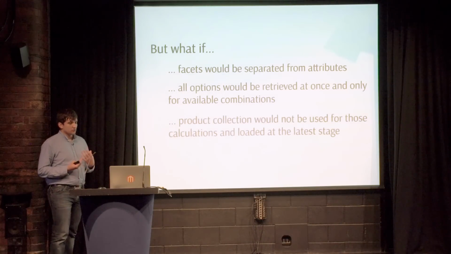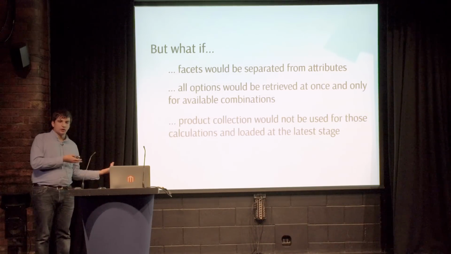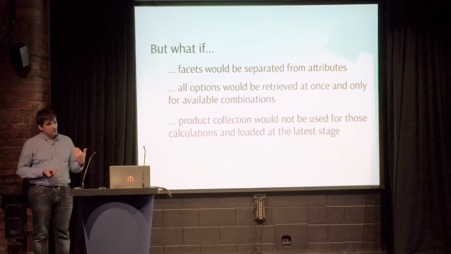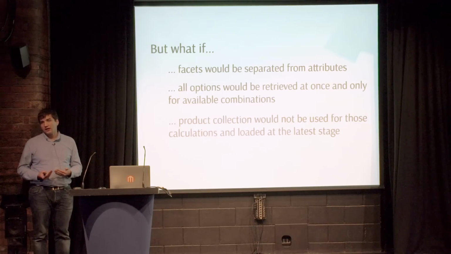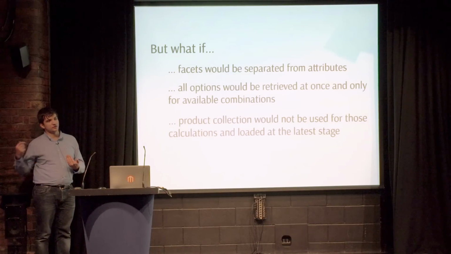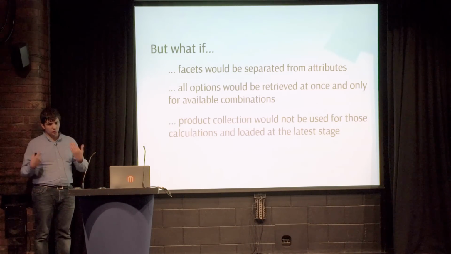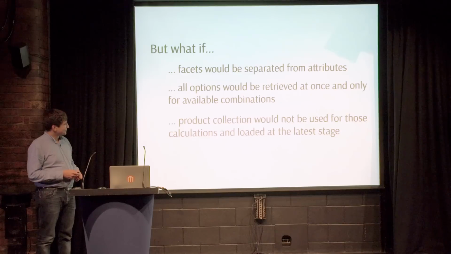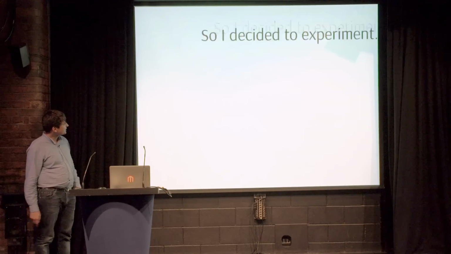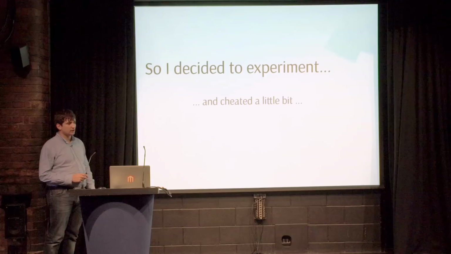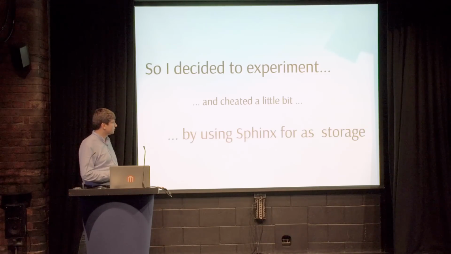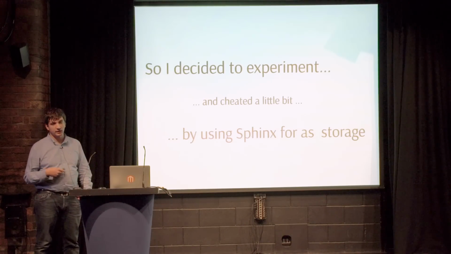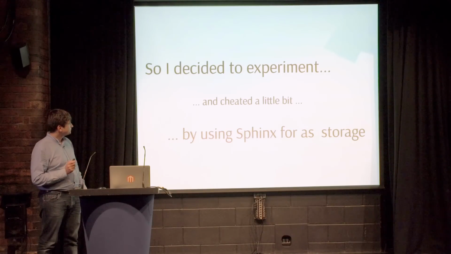Also, product collection should not be used for retrieving layered navigation options, because as soon as we use product collection select joins, we may run into trouble if a third-party extension or something else joins some additional data to this collection. And if we have group bys, our MySQL server will not live without some nice optimization afterwards. So I decided to experiment, but I cheated a little bit, and I don't use MySQL for it. I'm using Sphinx as a storage and as a provider for our catalog and for search results as well.